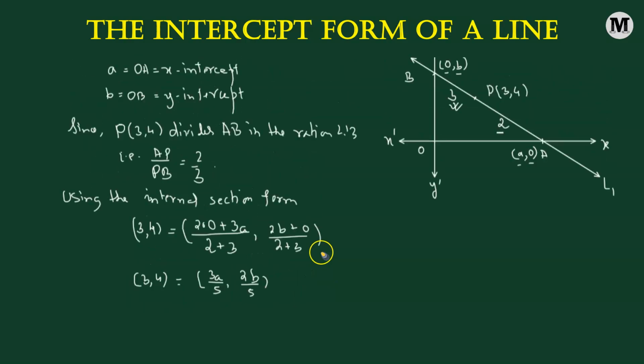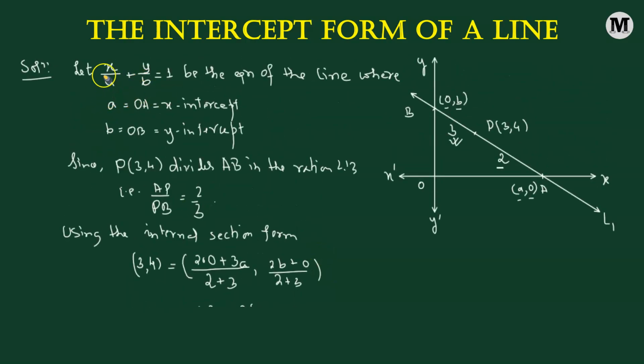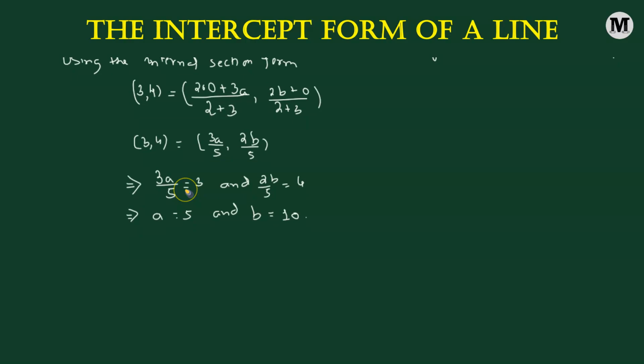Now we substitute this back into our supposed equation x/a + y/b = 1 to get the final equation. Thus we have x/5 + y/10 = 1. This simply implies that we have 2x + y equal to 10. And this is the required equation of the straight line.